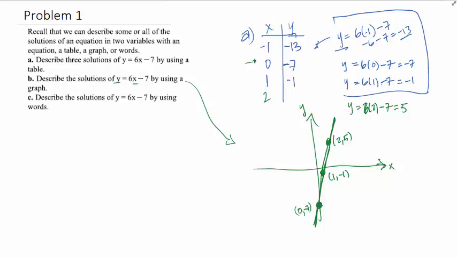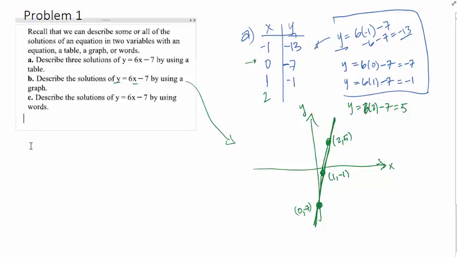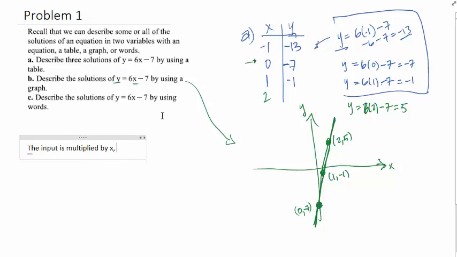Finally, it's asking us to describe in words this equation. Well, I guess the best way to do that is to try to think about this as an x value. What are you doing to your x value to get the y value? So you're saying your x, the input, is multiplied by 6, then 7 is subtracted.